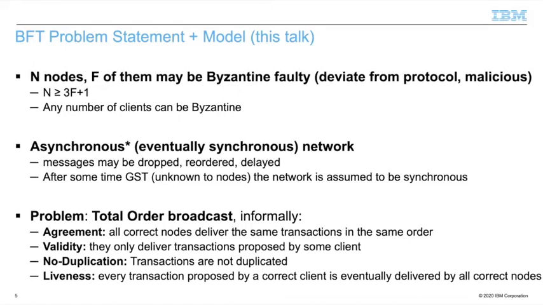Transactions are not duplicated, so we're not supposed to take one transaction of a single client and then deliver it a billion times and call this total order, right? So we don't want duplication. And essentially, we want some property of liveness. So if a correct client submits the transaction to the system, so total order broadcasts the transaction, this transaction should be delivered, or actually must be delivered by all correct nodes. So this is the classical definition.